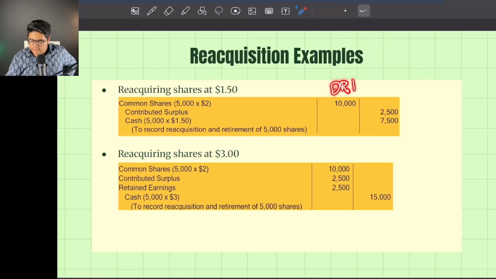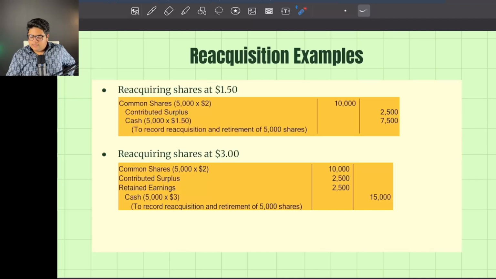This is our debit column, and then this is our credit column. So common shares, we're buying them back, so we're decreasing them for the shareholders, so we need to debit them, and we're debiting a total of $10,000 because we are buying back 5,000 and we issued them at $2. So next up, we need to record the cash paid. Don't worry about this, we'll calculate this in the next step.